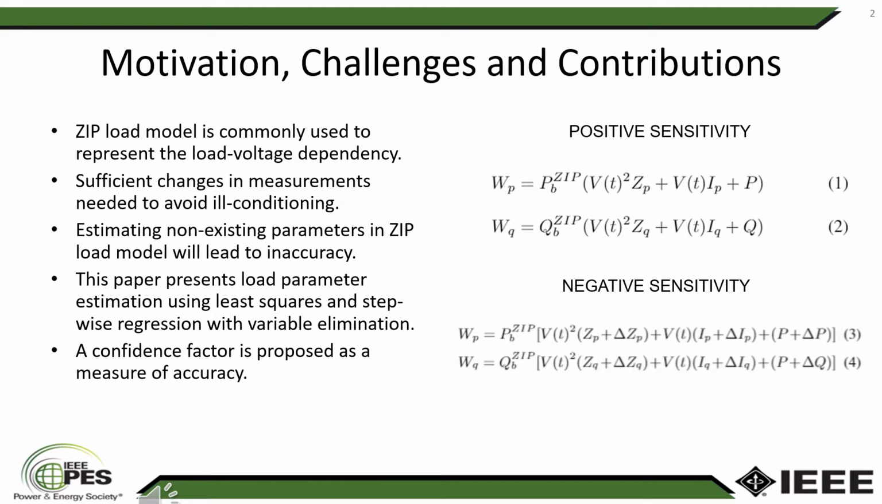The ZIP load model is commonly used to represent the voltage dependency of power system load. We do need sufficient changes in measurements to avoid ill conditioning while estimating the parameters. If we try to estimate non-existing parameters in the ZIP load model when there are not sufficient changes in measurements, then that could lead to inaccuracy.